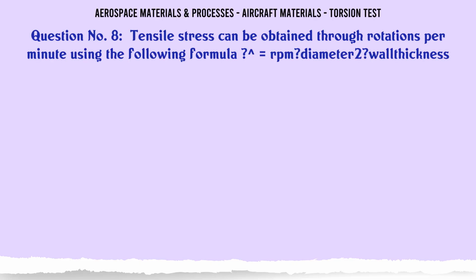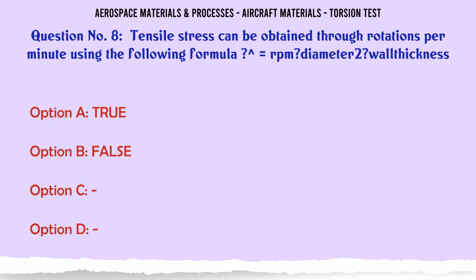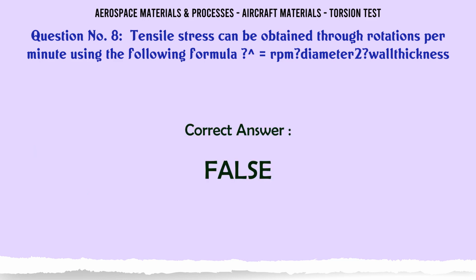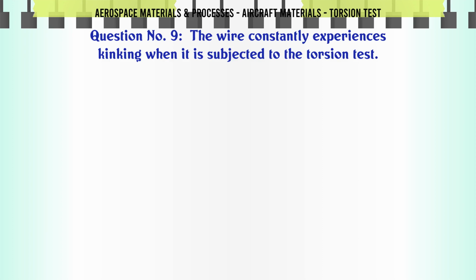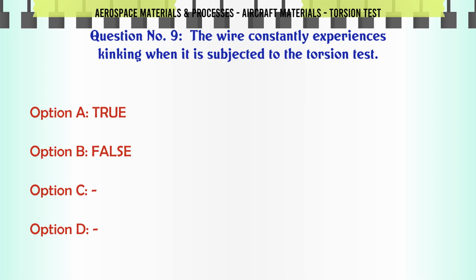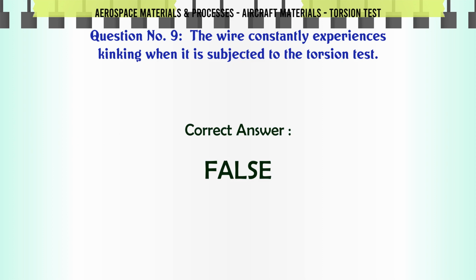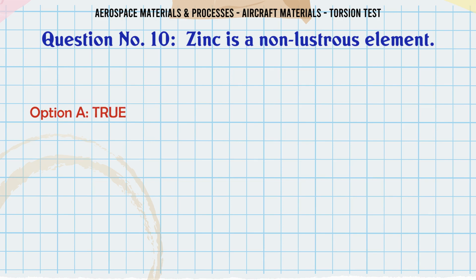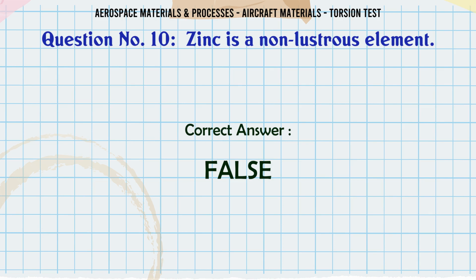Tensile stress can be obtained through rotations per minute using the following formula: RPM × diameter ÷ wall thickness. A. True, B. False. The correct answer is false. The wire constantly experiences kinking when it is subjected to the torsion test. A. True, B. False. The correct answer is false. Zinc is a non-lustrous element. A. True, B. False. The correct answer is false.